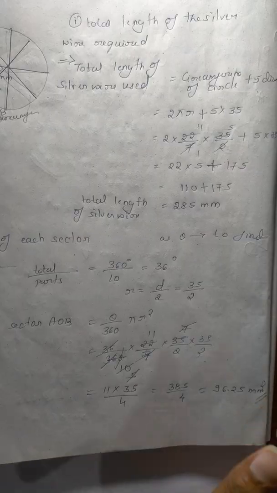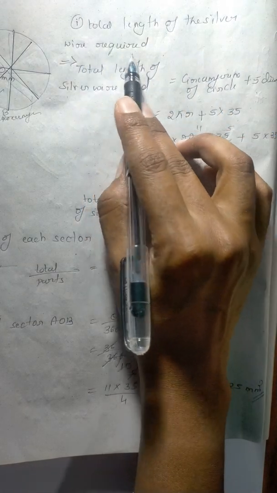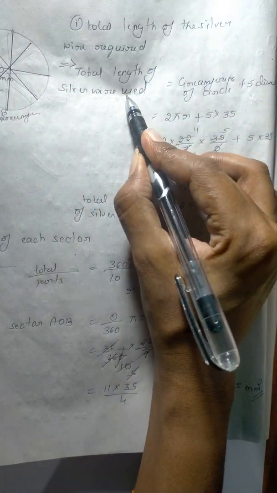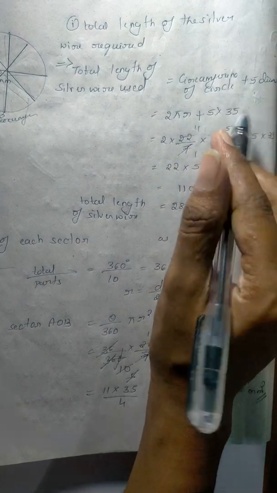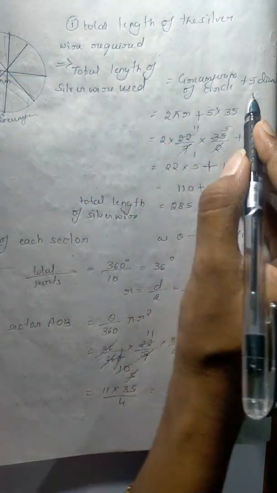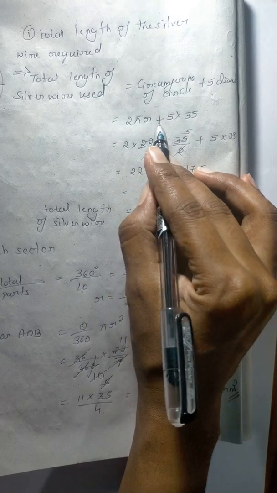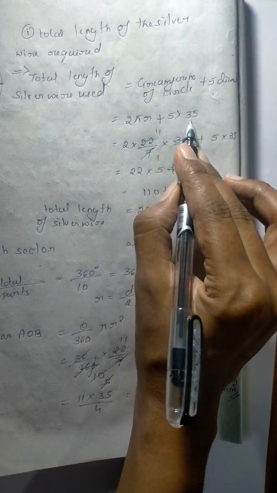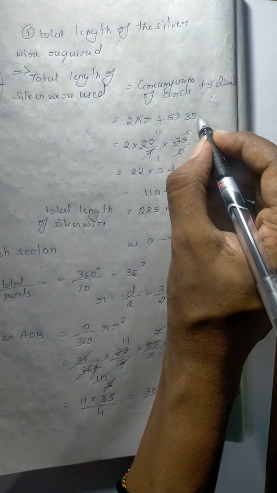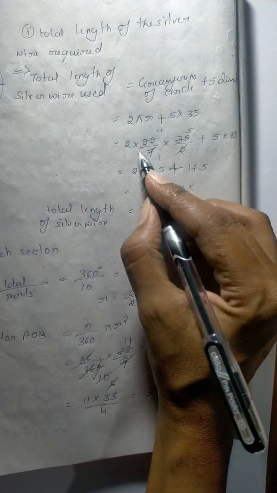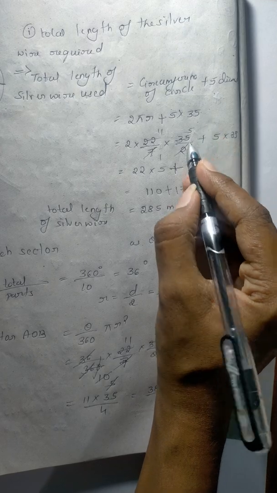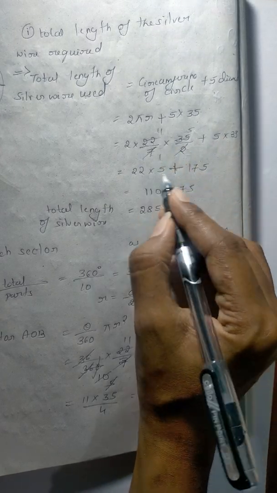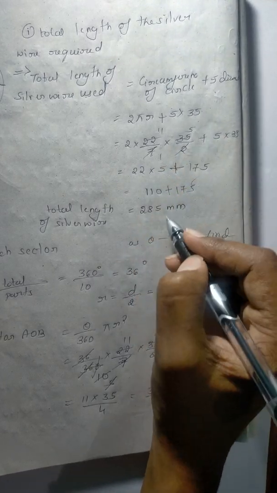As I told, for the total length of the silver wire required, we are calculating the circumference of a circle plus the diameters. Why? Because we need the length. So the circumference formula is 2 pi r plus 5 into 35. How many diameters are there? 5. The unit is millimeter, so we will not convert; we will keep it like that only. Using 22 by 7, then 7 fives are 35, and 2 elevens are 22, into 5. So multiply and try to get the answer.